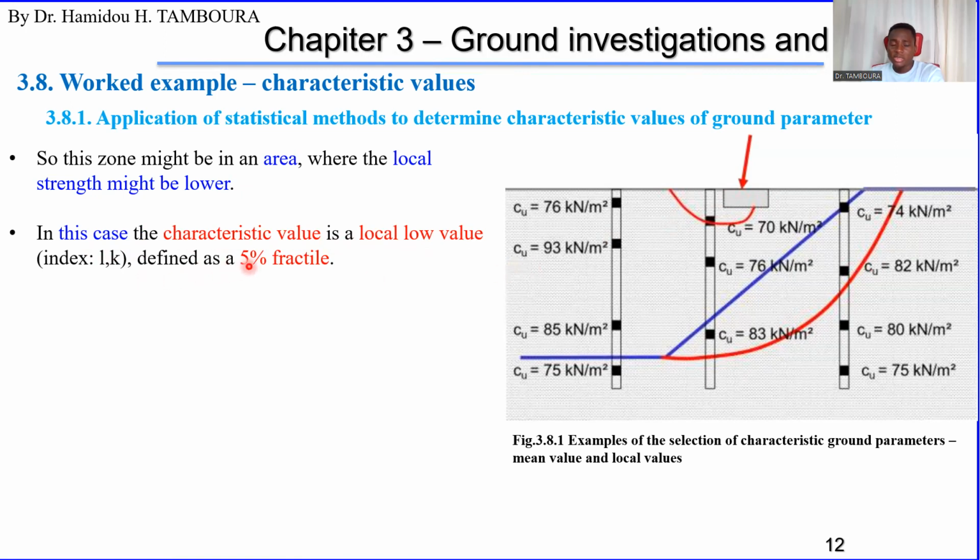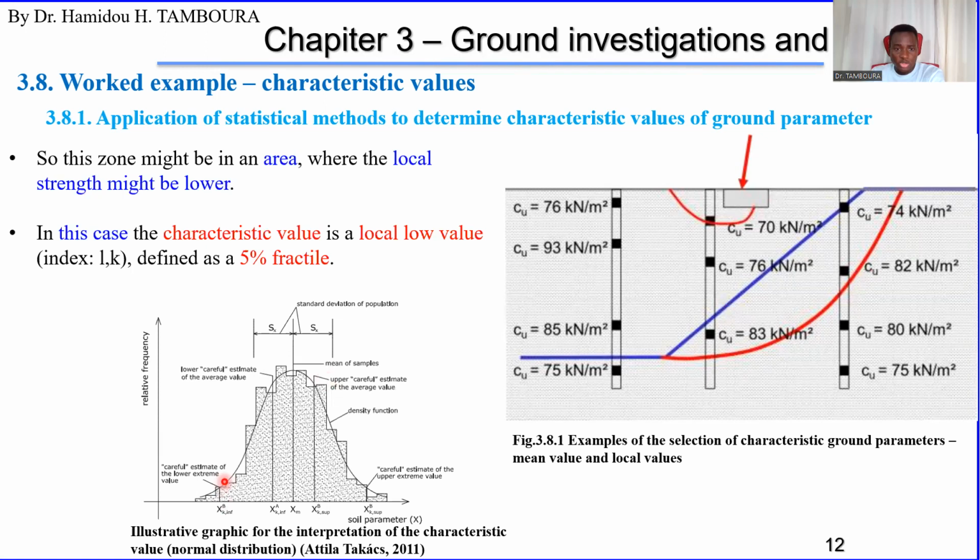Okay, defined as 5% fractile. The meaning of this is that in this situation, you will not take the mean value. It will be, for example, this one, the extreme value, because this is just a local value, a local small zone area. It doesn't represent the whole area. You will not use the average here. Just use this extreme. The probability, the frequency of this value is lower than the frequency.